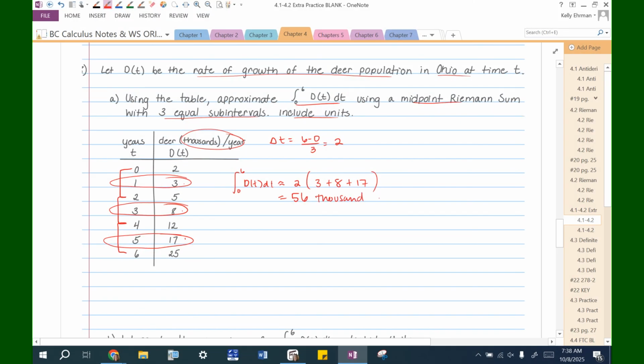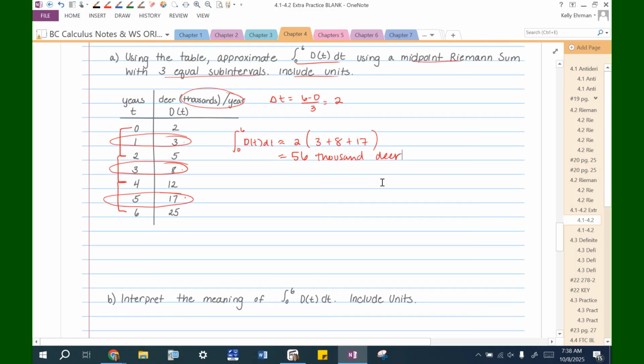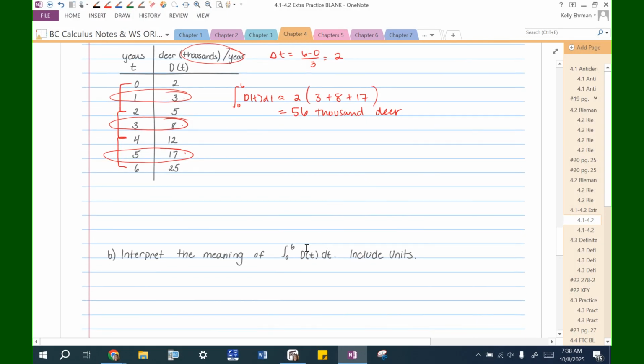And it's not deer per year. Remember, we multiplied years times deer per year. So we're left with deer. Interpret the meaning of this.